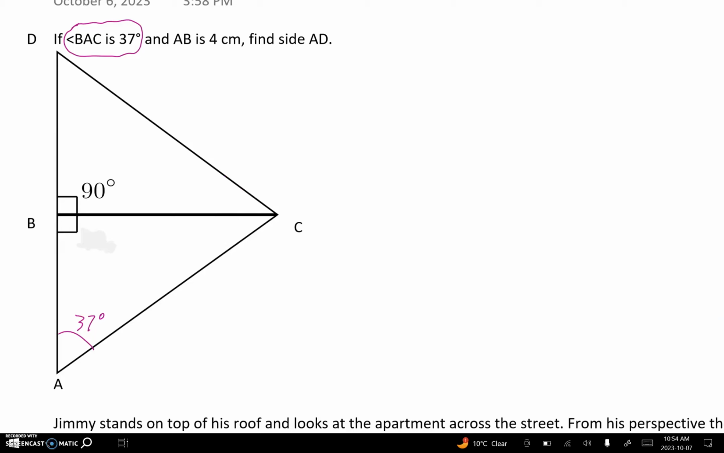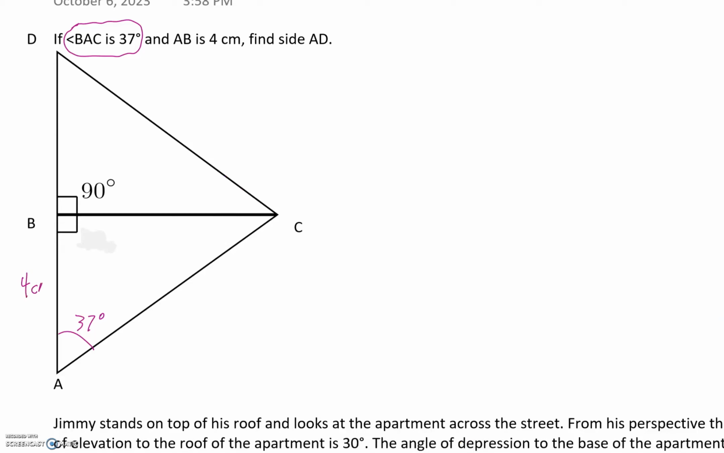Now let's go ahead and fill in some more data. We've got 4 centimeters on the AB side. That's from here to here. And we're looking for side AD. So that's from here to here. So side AD needs the entire side, but we need to find this side first before we can find the entire side. And then side AD really just equals 4 plus x. But we don't know x. So we need to go backwards and figure out x. How do we find x?